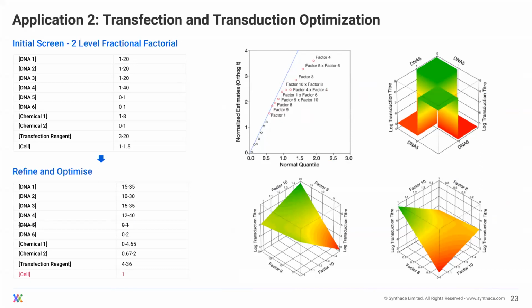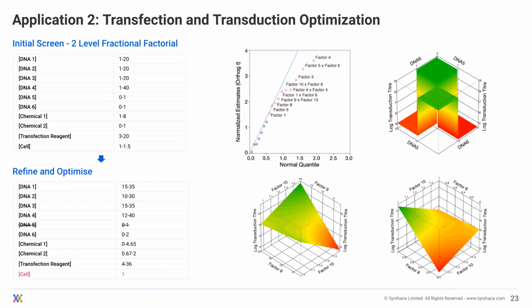And some cool ones to pick out here were 2 of the DNA factors: if they were put into the reaction in conjunction, they completely nuked the transfection and transduction efficiency. Whereas having one or the other in the system, everything was working absolutely fantastic.